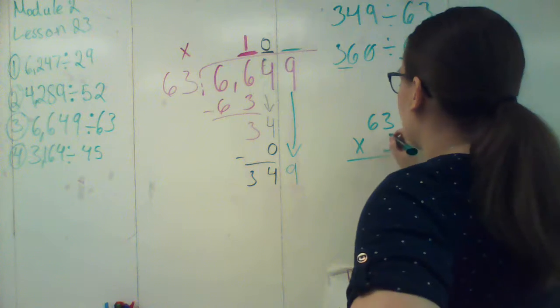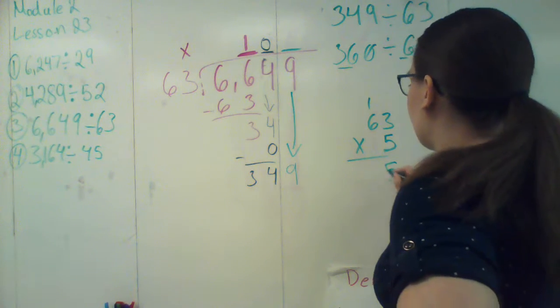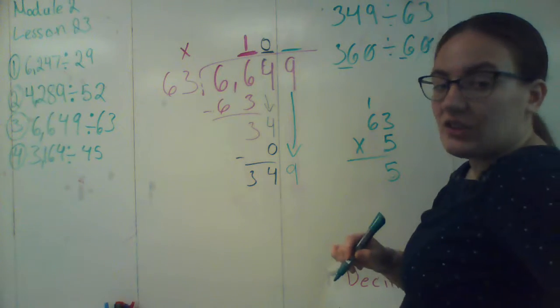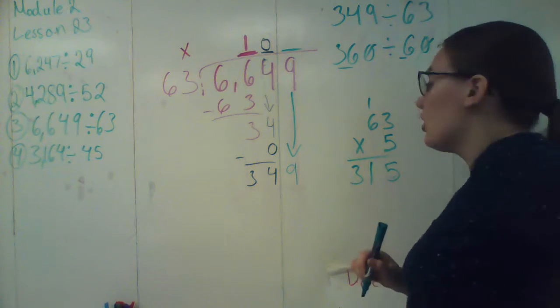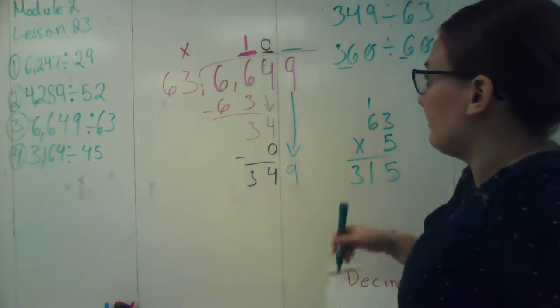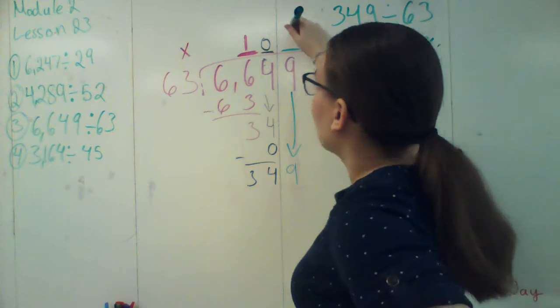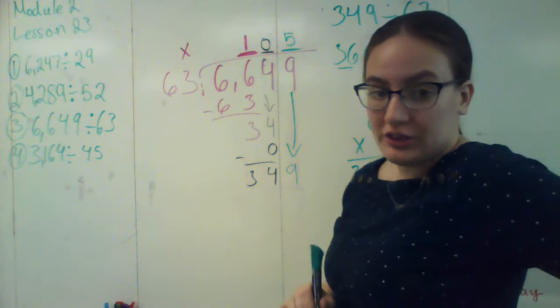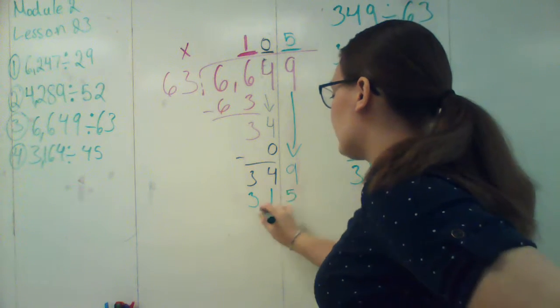We'll try 63 times 5 now. So 3 times 5 is 15. Carry the 1, leave the 5. 6 times 5 is 30. 30 plus 1 is 31. So that does work. So I have 315, and I have to make sure I put this up in my quotient. So I'm saying that 63 times 5 can fit into 349, and 63 times 5 is 315.